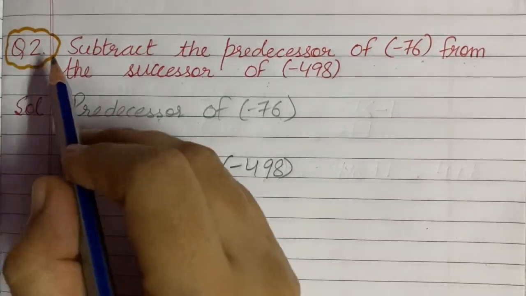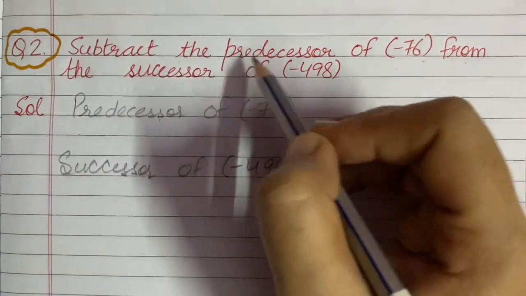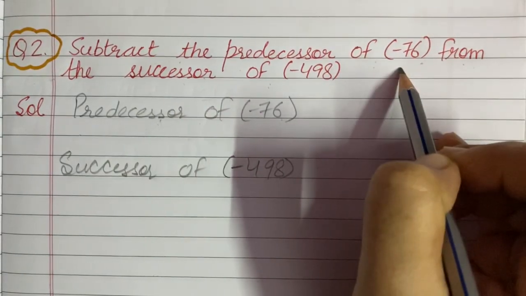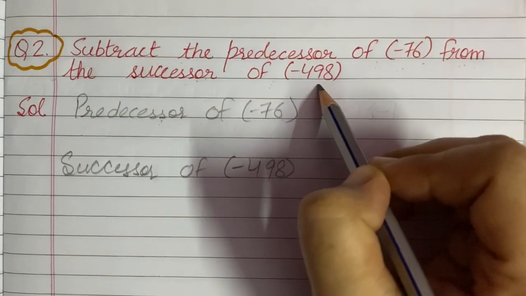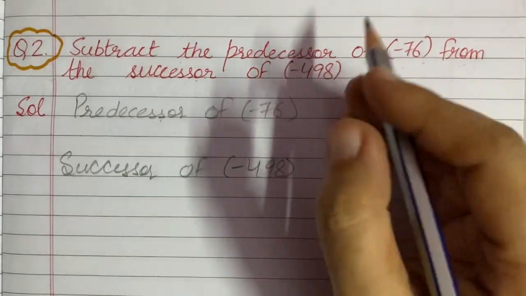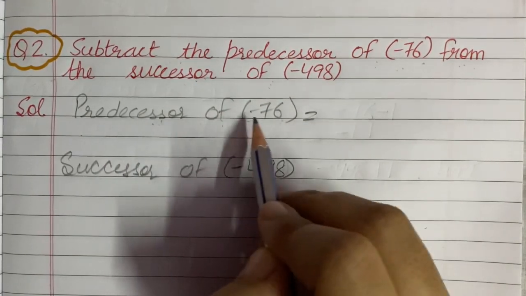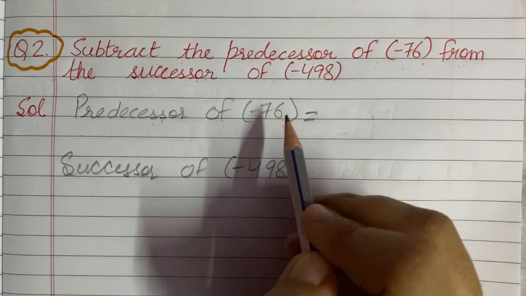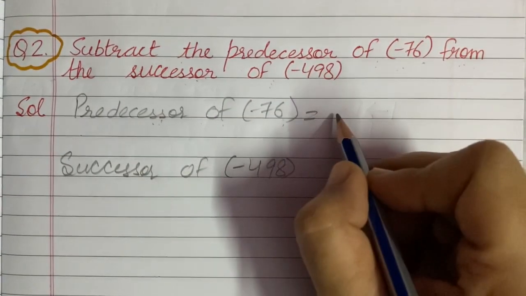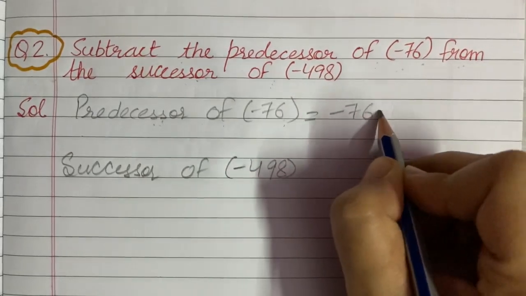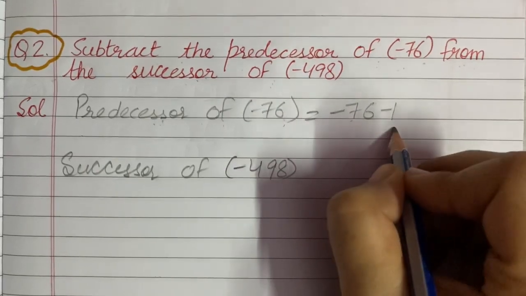Now next I have taken is question number 2, and question number 2 says that subtract the predecessor of minus 76 from the successor of minus 498. Now students, here firstly what we will do, we will find out the predecessor of minus 76, and in order to find out the predecessor of minus 76, what we will do, we will subtract 1 from the given integer, that means minus 76 minus 1.